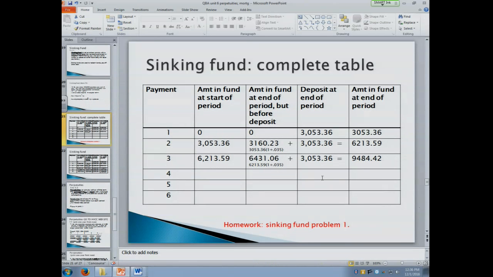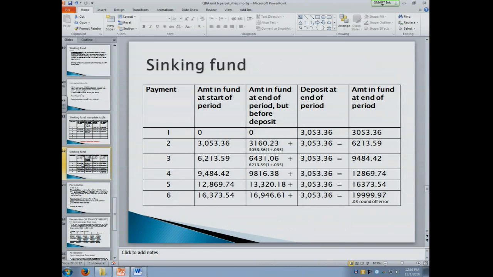for the next 3 payment cycles. The amount at the end of the period, this last cell, should have $20,000. That's what I want. So please pause the video. You're back. Here are your answers. You can verify your answers. So that's a sinking fund.